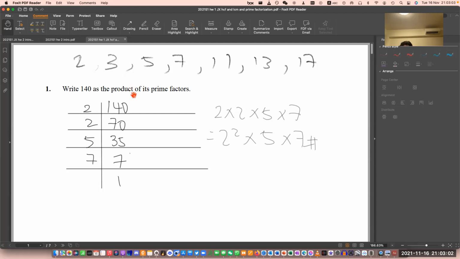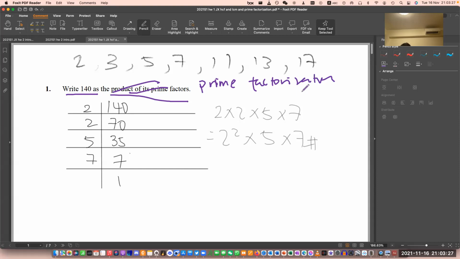So the first few prime numbers are this. Just list them down so it will help in all the questions below. You also write this as a product of prime factors. In fact, they could have said prime factorization. What they want you to do is prime factorization for 140. So of course you put 2, okay, good.